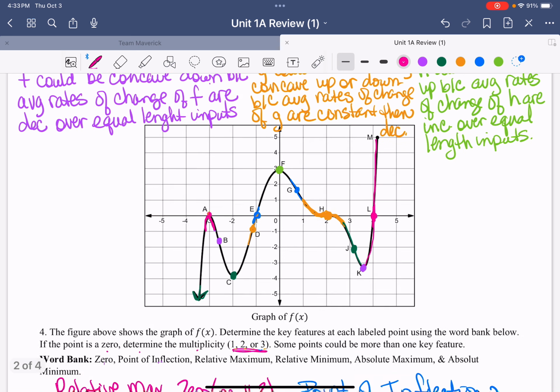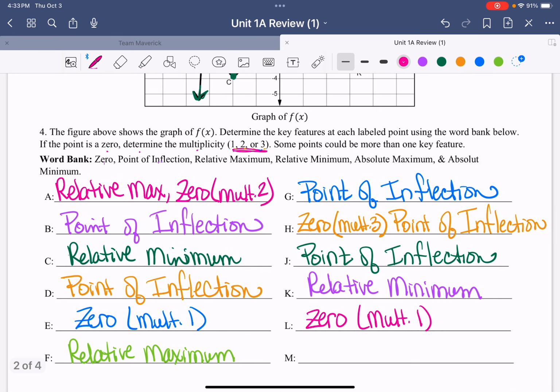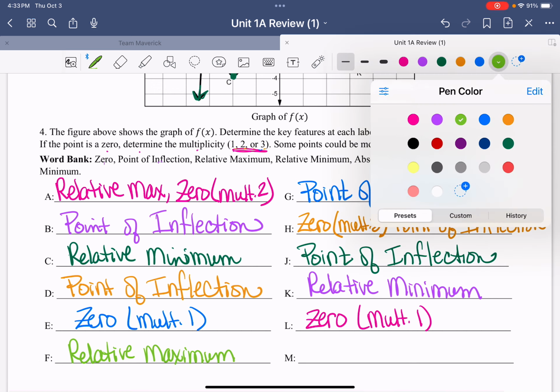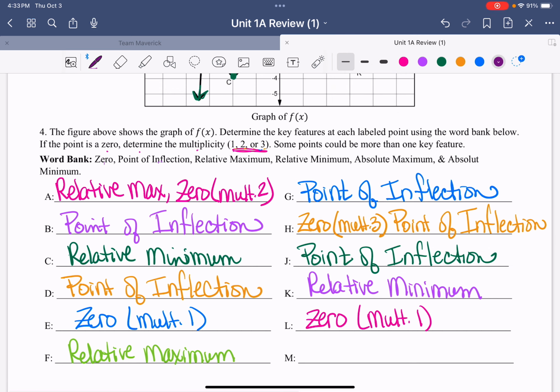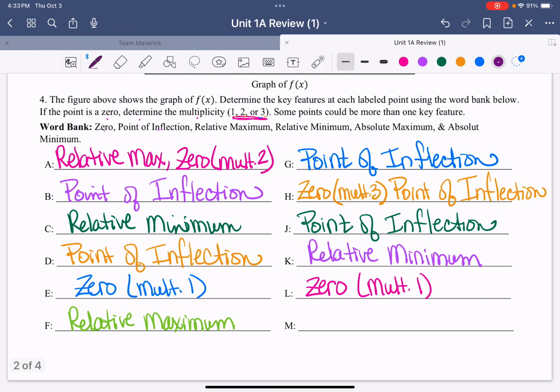And then we get to M, and at M, here's this point here. That is a relative minimum.